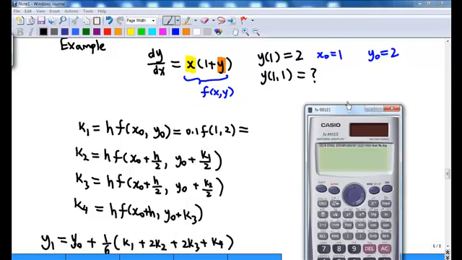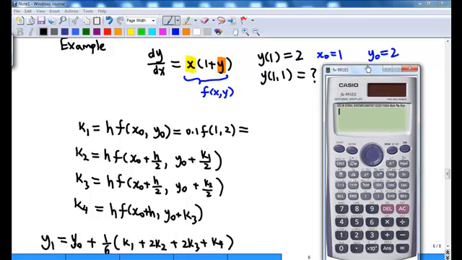I'm going to use a function of my calculator. What I'm going to do is enter the formula for h of fxy. H is 0.1 times f of xy, which is x. So I'm going to type alpha x times, open a bracket, 1 plus alpha y, then close the bracket. So this is h of fxy. Then I'm going to press the calculate button.